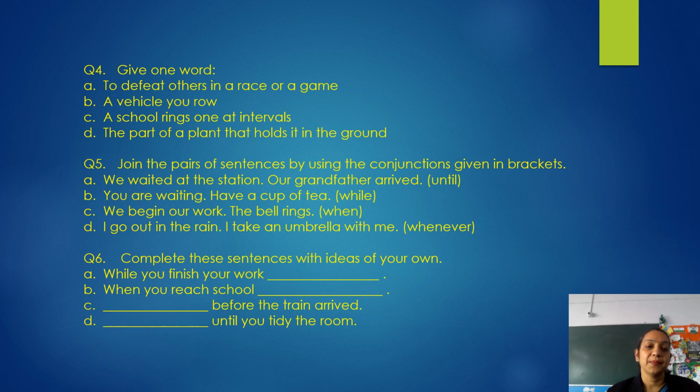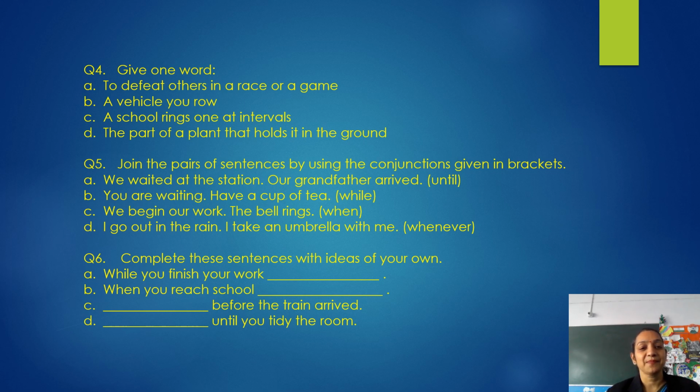Next one is, you are waiting. Have a cup of tea. And within bracket the conjunction is given, while. So using this conjunction while, you have to join these sentences. Okay. Now next one. We begin our work. The bell rings. And within bracket the conjunction is given, when. Okay.